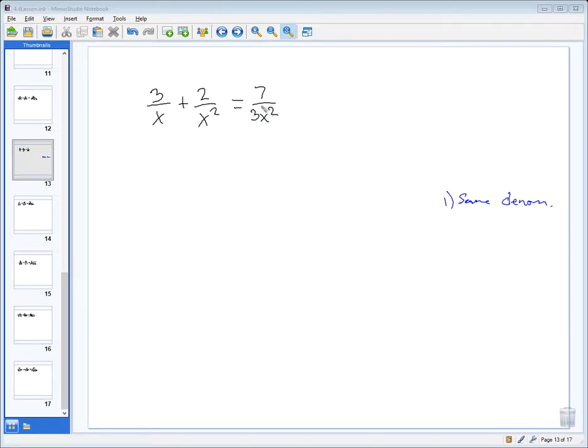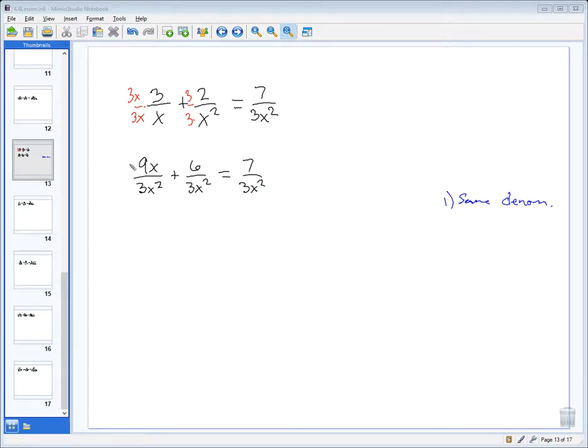So in this case, the 3x squared is the thing we're trying to get to because this one's already x squared. This one's x. So the x squared fraction, we could multiply top and bottom by 3. And this other fraction, the 3 over x, we could multiply it by a 3x. Once we've multiplied those, we now have a 9x over 3x squared. We have a 6 over 3x squared. And that gives us 7 over 3x squared.